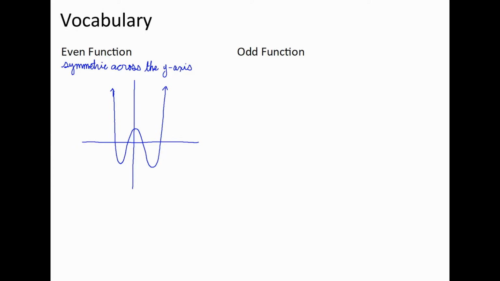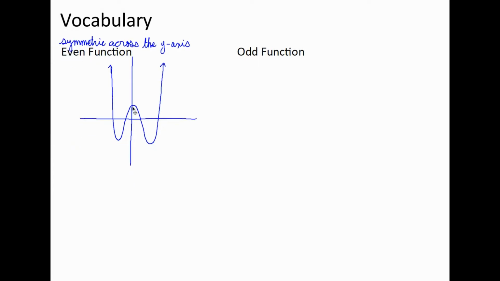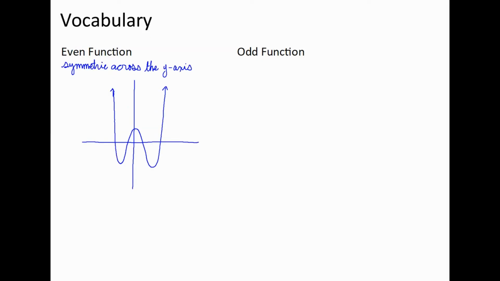It means symmetric across the y-axis. So basically, I'm taking this half of it, and I am folding it across my paper using my y-axis. And I'm folding it across the paper and it looks the exact same. Think of a mirror.